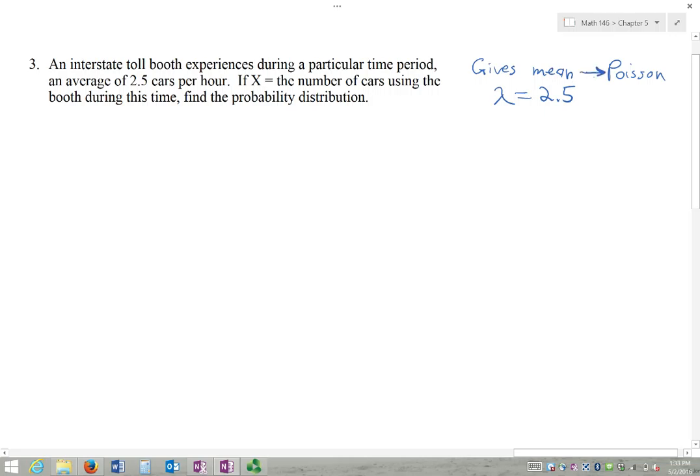So again, the Poisson distribution is used when you have rare events. Only 2.5 cars per hour, but basically it's a rare event, even though there are a lot of quote-unquote trials. In other words, there's a lot of hours, a lot of minutes. So we can use the probability of the Poisson formula.